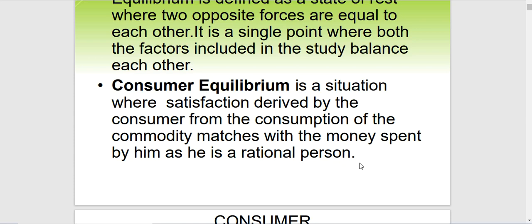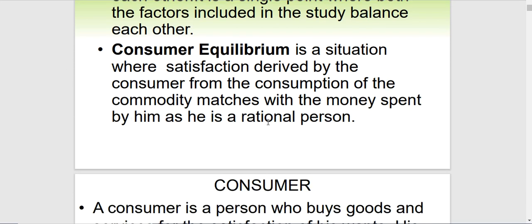Who is a rational person, children? A rational person is a person who is aware of using his resources in the best manner so that he is not only able to get the maximum quantity of the product but is also able to achieve maximum satisfaction. So each consumer tries to be rational, tries to be intelligent, such that he is able to buy those many number of units of a commodity which give him maximum satisfaction.